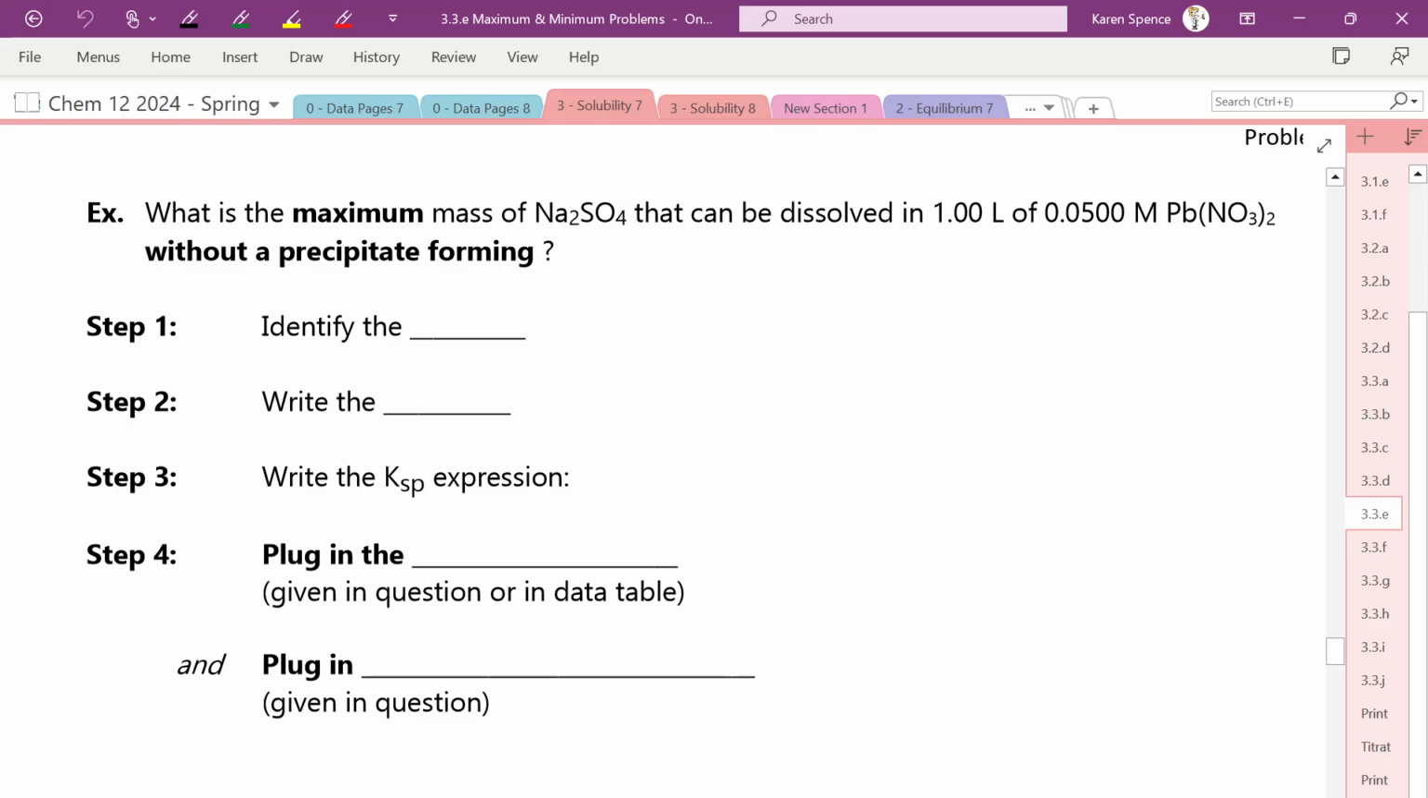Your homework for tonight is going to be to study for your quiz tomorrow, which is on 3.2. None of this math is on the quiz. It's all about shifting and increasing solubility and decreasing solubility. Okay?